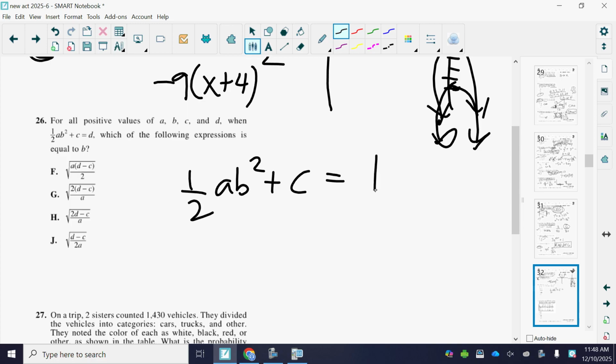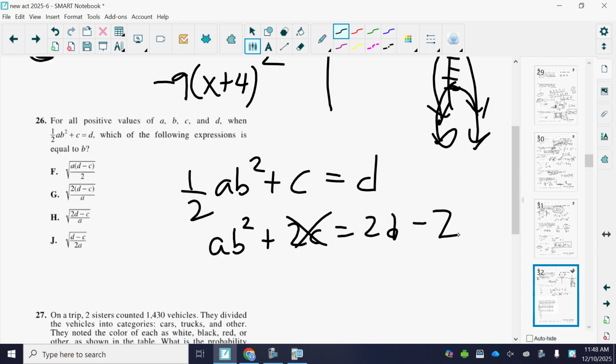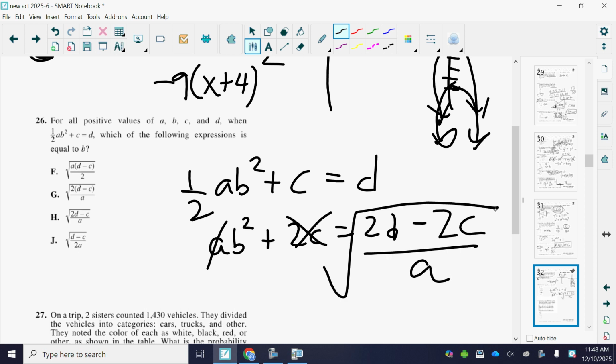Now, y'all know me pretty well by now. The first thing I would do is times everybody by 2. Then to solve for B, I would subtract, divide by A, and then what's the last thing? Take the square root. And of course, we don't see that because they factored the 2 out.